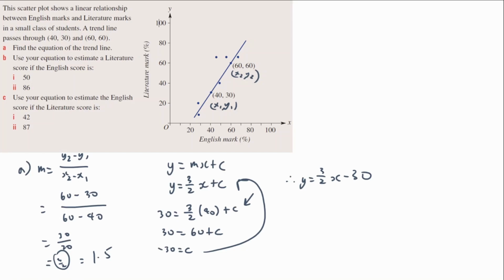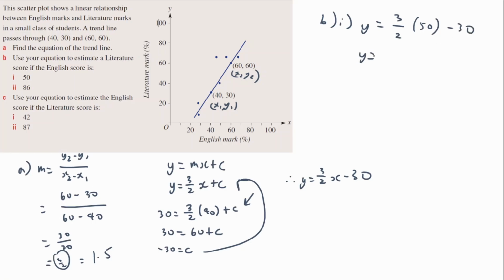So let's have a go at making some predictions. Question B, use your equation to estimate a literature score if the English score is 50 for the first part. So having a look at the graph, literature is the y, English is x. So that means I'm trying to find y. So I'm going to substitute x with the English score. That's going to be 3 over 2 times 50 minus 30.